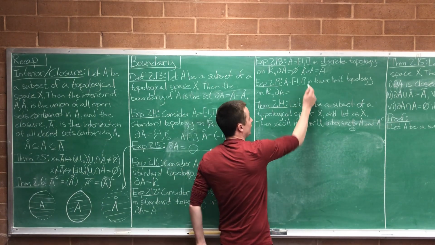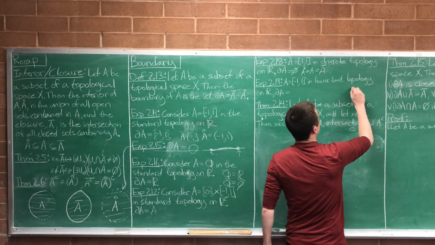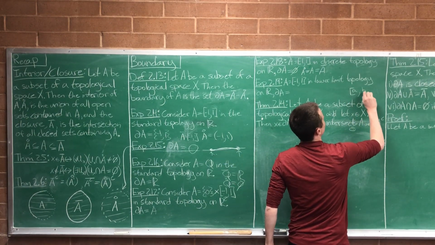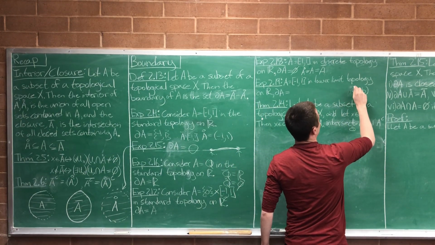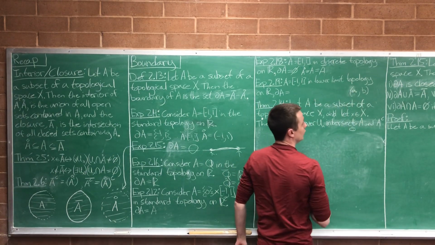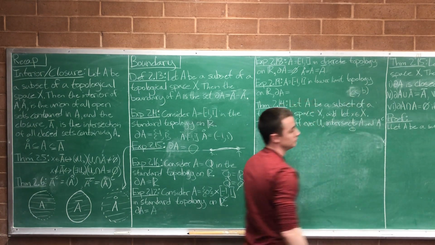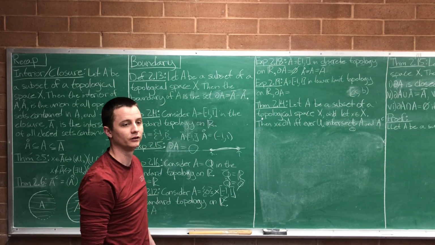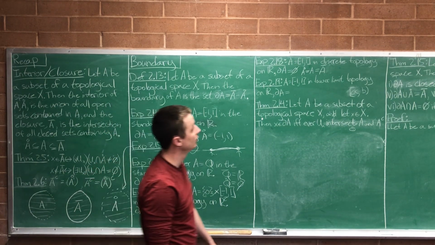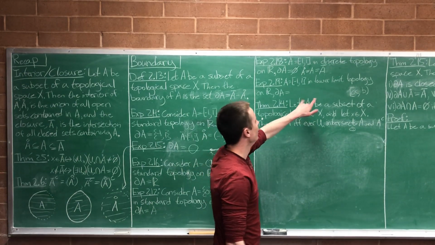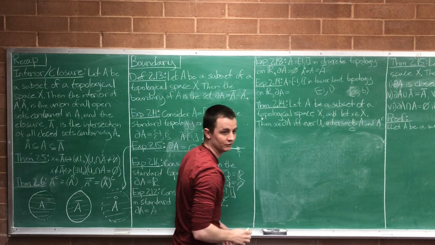Next. A equal to the interval -1 to 1 in the lower limit topology. You remember the lower limit topology? It's where your basis elements look like this. In the standard topology, your basis elements look like this. In the lower limit topology, we include the A on the left-hand side. So you're including the -1 but not including the 1. Correct. Well, this is a basis element.